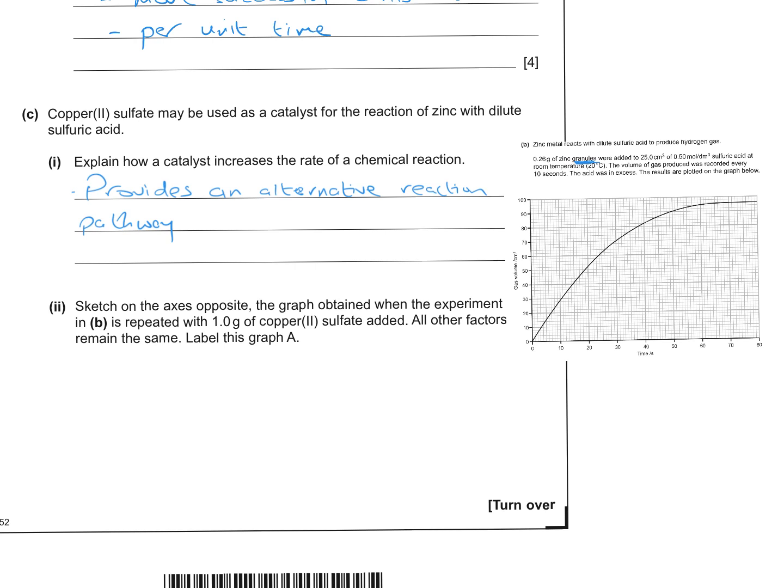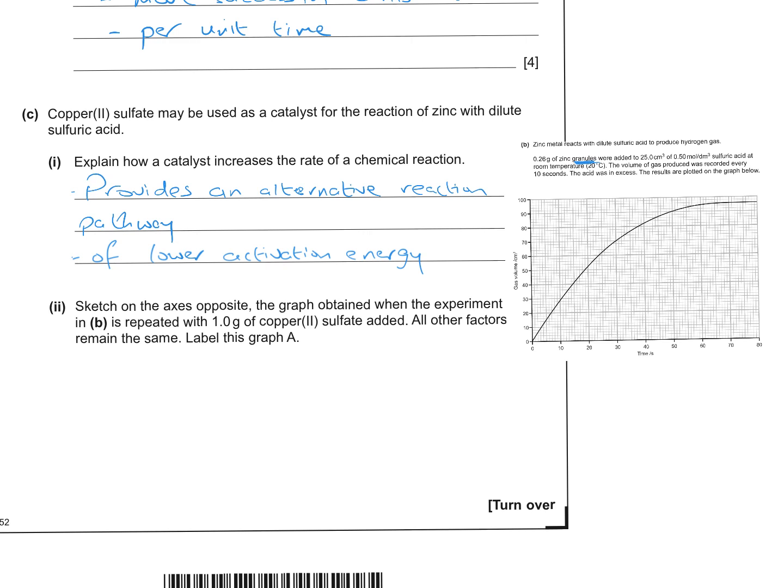Be careful here. Alternate is not correct. It must be an alternative reaction pathway. And the word reaction is vital as well. Okay, so don't leave that out. And this alternative reaction pathway has lower activation energy. Now, don't write low activation energy. It must be comparative compared to without a catalyst, so it's lower than the original.